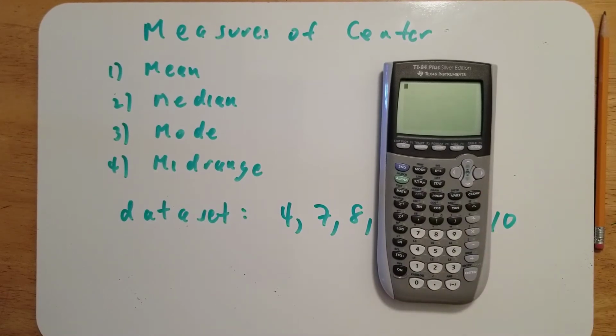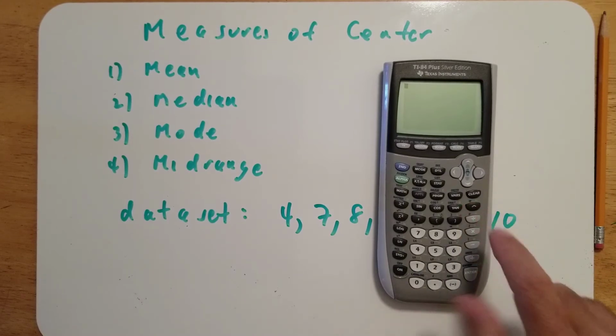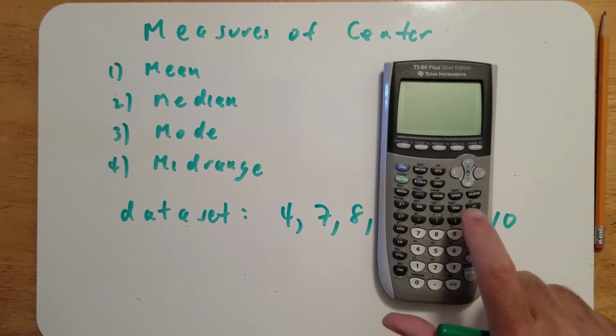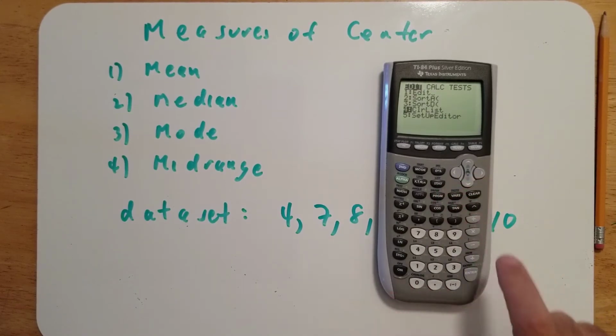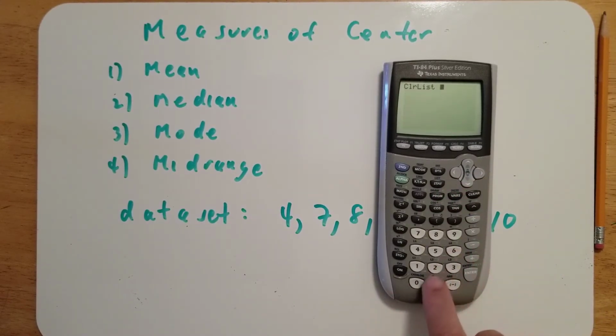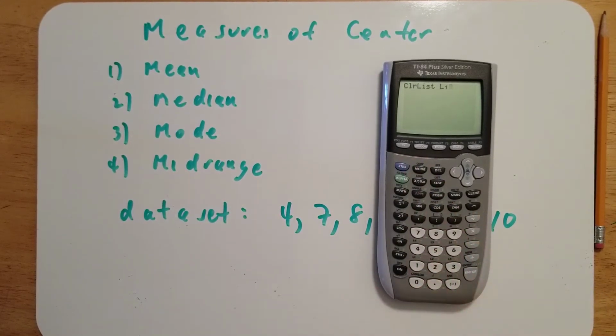So on the calculator, we're going to enter these numbers into a list, and to enter these in a list, I first want to clear out my list. So I'm going to stat, clear list, and then I want to clear list L1 here, which is above the 1, second L1, and when I hit enter, it says done. That means the list is clear.